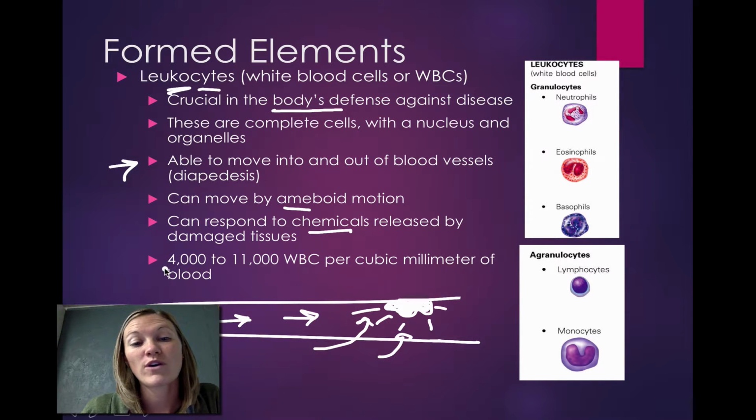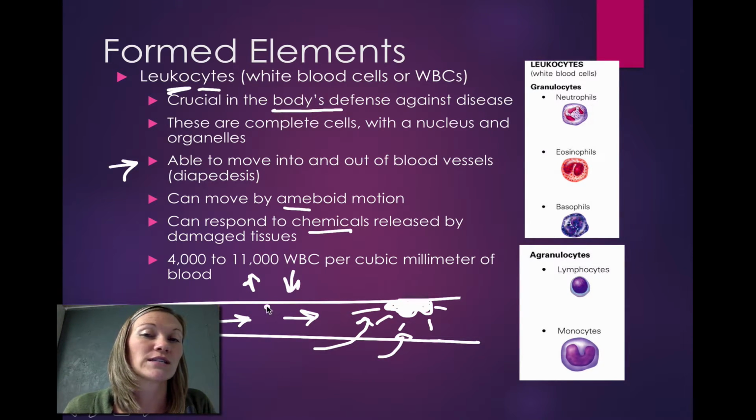There are between 4,000 and 11,000 white blood cells per cubic millimeter of blood, but those numbers are going to increase based on whether you're fighting an infection, whether you're sick, those kinds of things, or they'll be decreased if you are having a hard time with your immunity. So maybe you have HIV. Those white blood cell counts might be reduced long term.